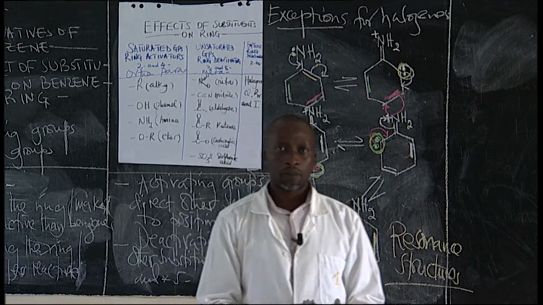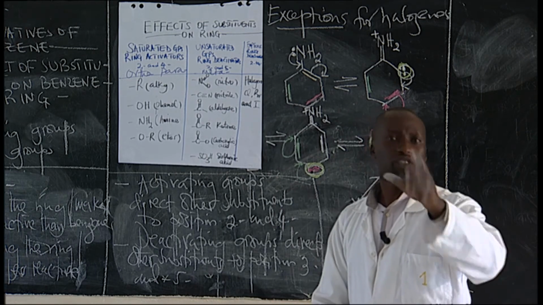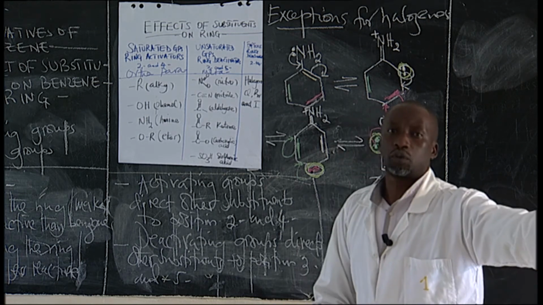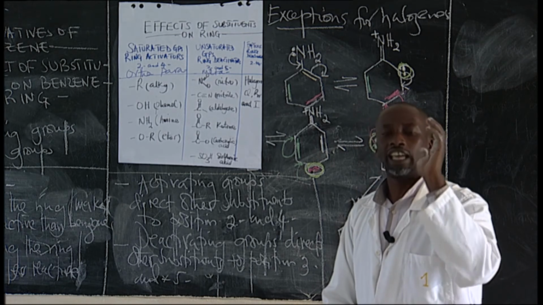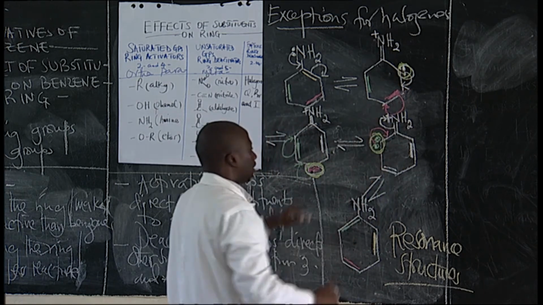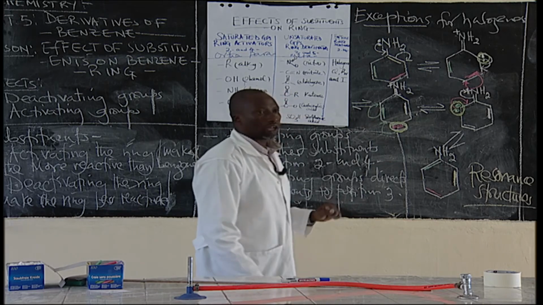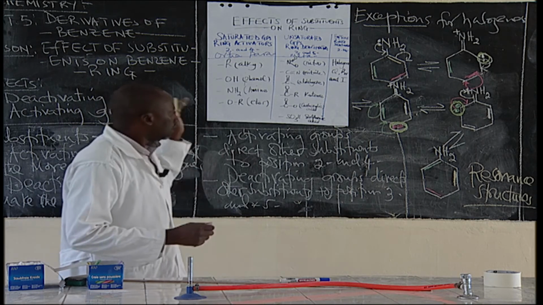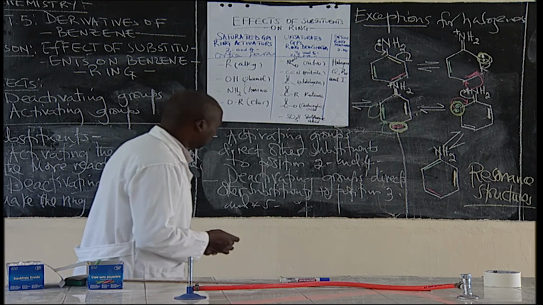within the ring. So that electrophiles, which are positively charged, will be able to attack those positions. Why? Because those positions contain a high density of electrons. Position number 2 and position number 4. So when you draw the resonance structure, you can tell how the ring is being activated.